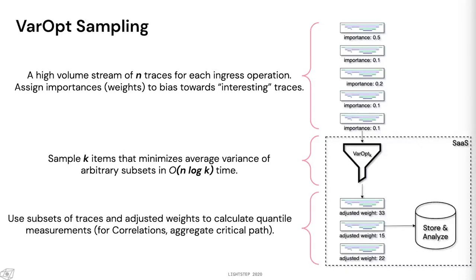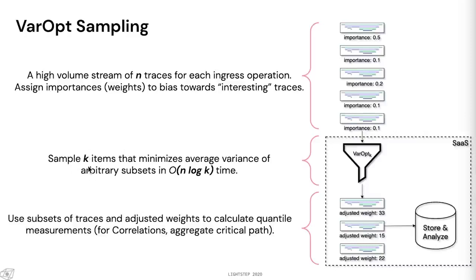And we can take those traces output from BarOpt and store them and analyze them at some point later. And we can take subsets of those traces and use the adjusted weights to calculate some quantile measurements. So in this case, this adjusted weight of 33 in this first example means that there were 33 other traces that were similar to this one. And we can use those numbers to go back to calculating accurate percentiles of the whole population.